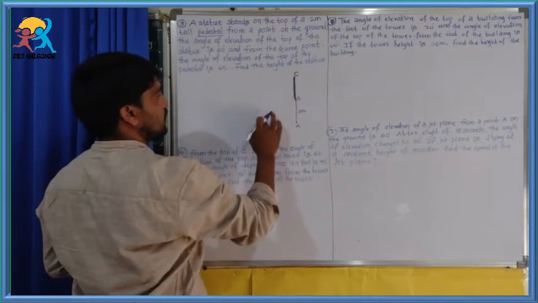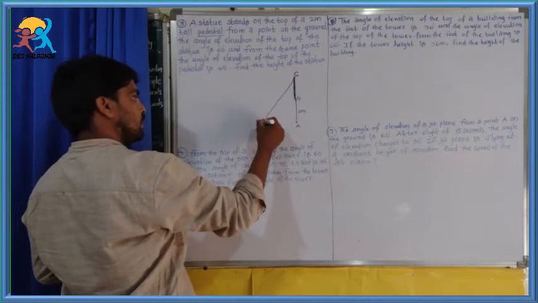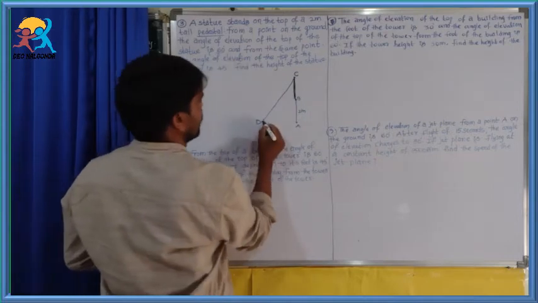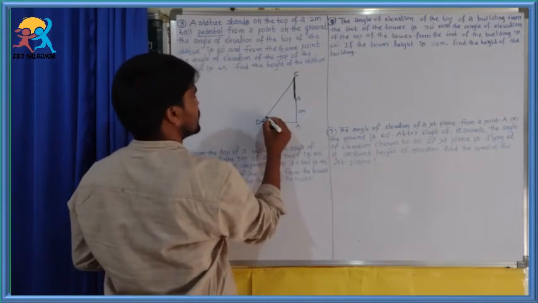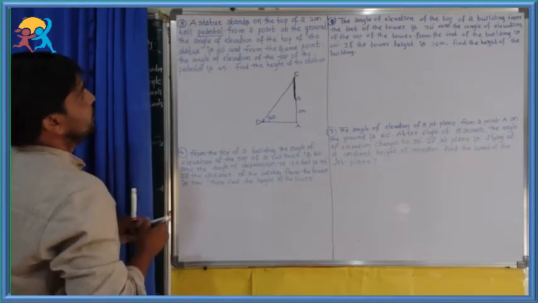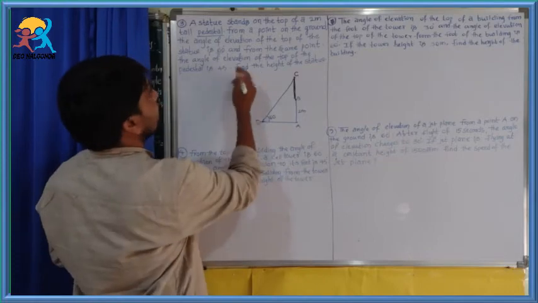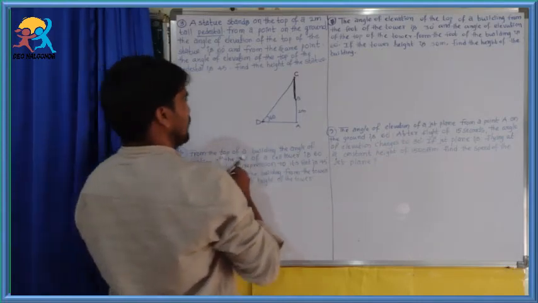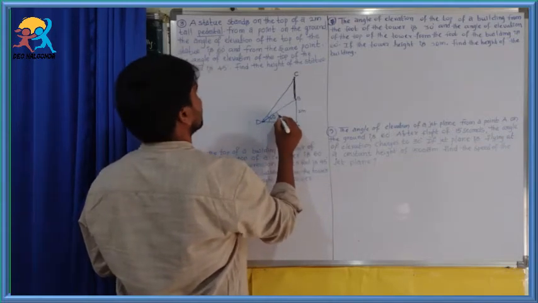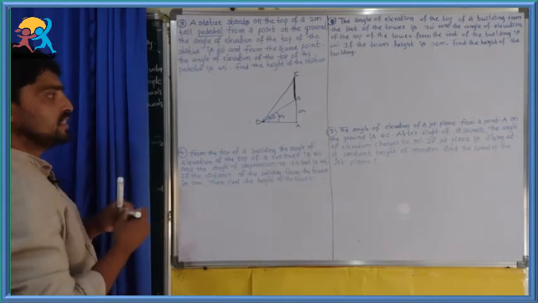the angle of elevation of the top of the statue is 60 degrees. Draw a horizontal line. This is 60 degrees. And from the same point D, the angle of elevation of the top of the pedestal is 45 degrees. Then find the height of the statue.